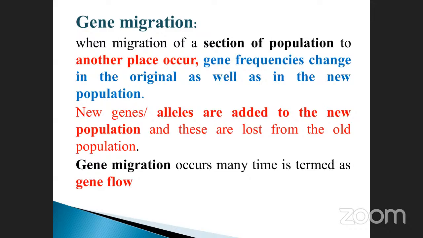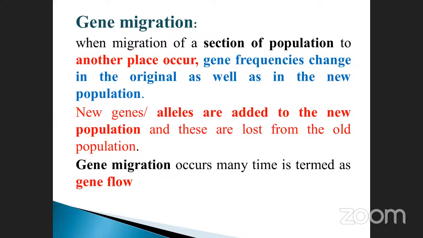What happened? The gene sequence as well as the alleles may change due to environmental factors, food, habitat, whatever it may be. That is given here. The new gene alleles are added to the new populations, and these are lost from the old population. What is the meaning? The previous or ancestor population does not have the new genes. That is the result. New genes are present only in the new population. So that is called gene migration.